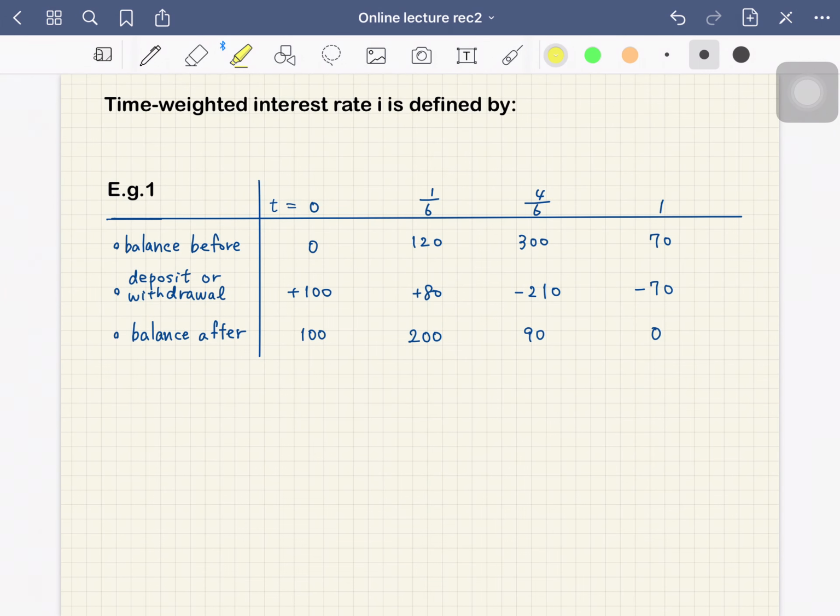Hi, the next topic is time-weighted interest rate. So time-weighted interest rate is the market return, so it does not depend on how much you invested.